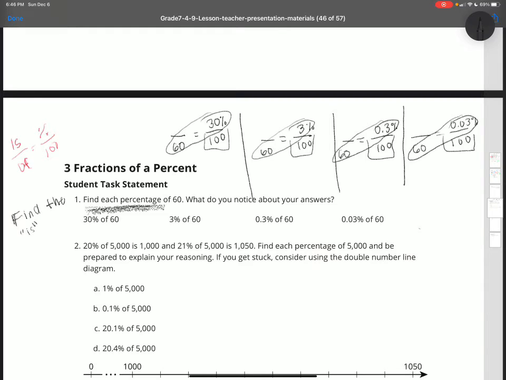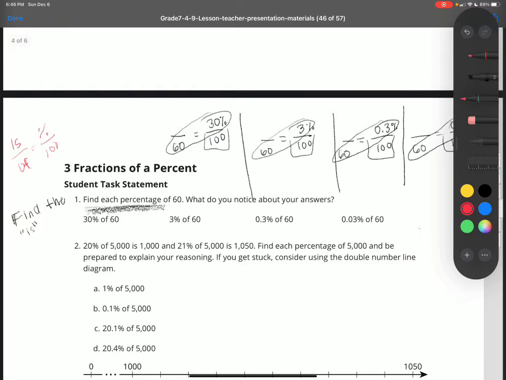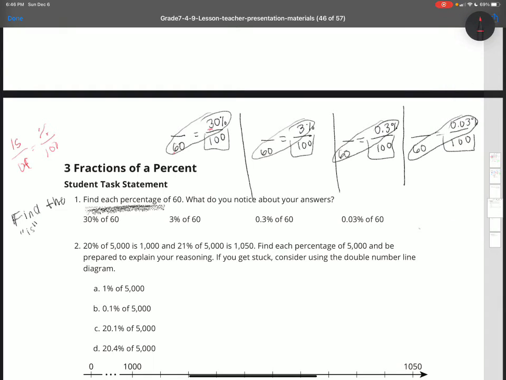So we know that 6 times 3 is 18. Therefore, 60 times 30 will give me 1,800, because 6 times 3 is 18, and that would give me 1,800. So now I want to divide by 100. And what you can do is scratch out those zeros just like we did in our previous problem. So it'll give me 18.